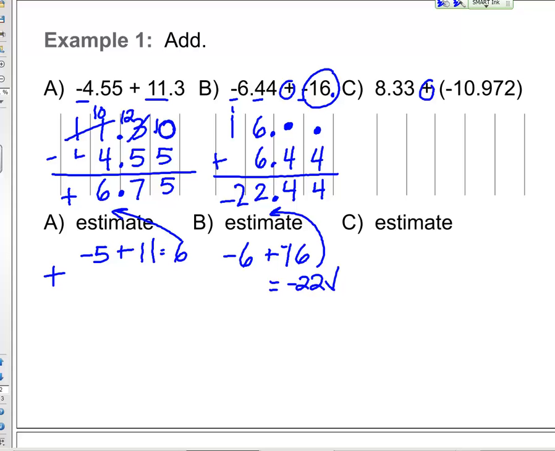Moving on. Once again, this is an addition problem, so I don't need to change anything. Do I have more positives or negatives, Panthers? I hope you're saying negatives. So my answer is going to be negative. And here the signs are different. I have a negative 10 and a positive 8, so I need to subtract.